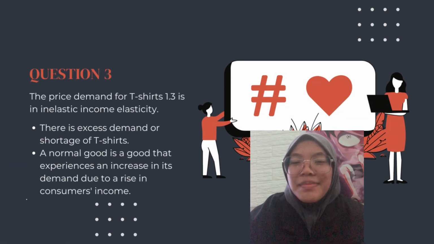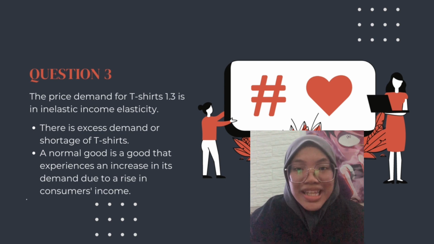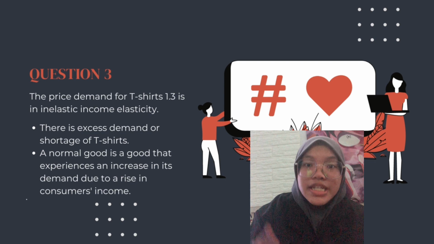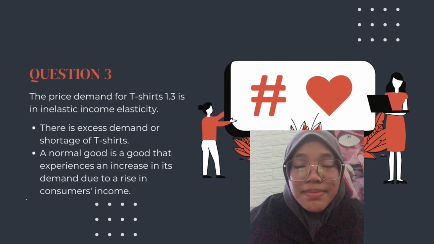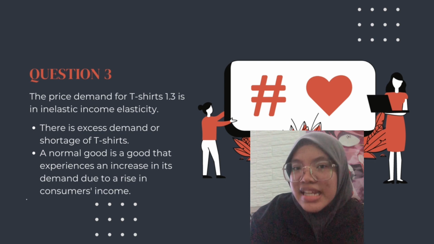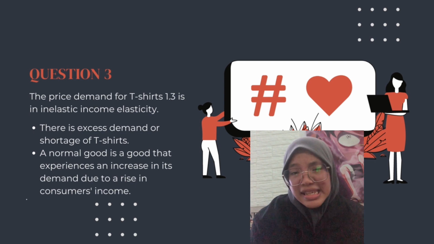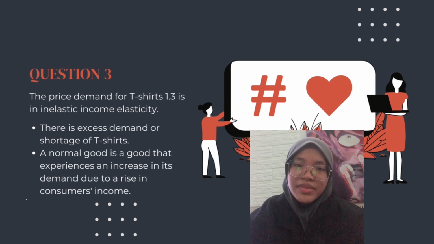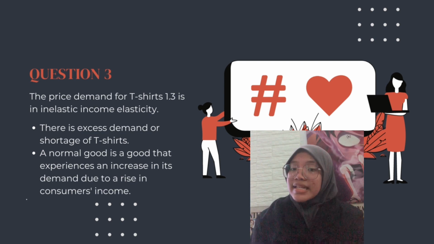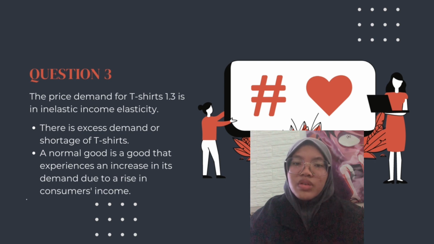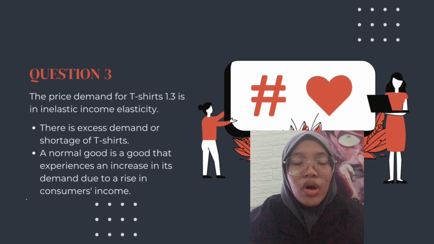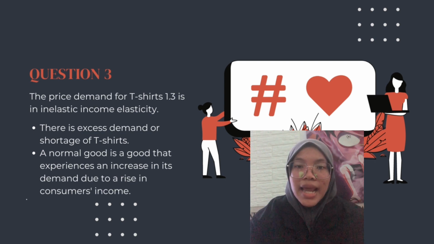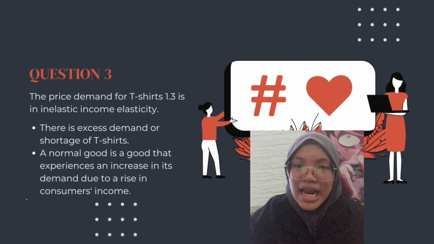Thank you, Ain. My name is Aisyah Syafiqah, and I will give the answer to question 3. The price demand for t-shirts, 1.3, is inelastic income elasticity. There is excess demand, or a shortage, of t-shirts. This shortage will create upward pressure on the price level, and as a result, the price starts to rise. When the price starts to rise, demand for t-shirts starts to decline and supply of t-shirts starts to increase. This process will continue until demand equals the supply of t-shirts and the equilibrium price is reached.